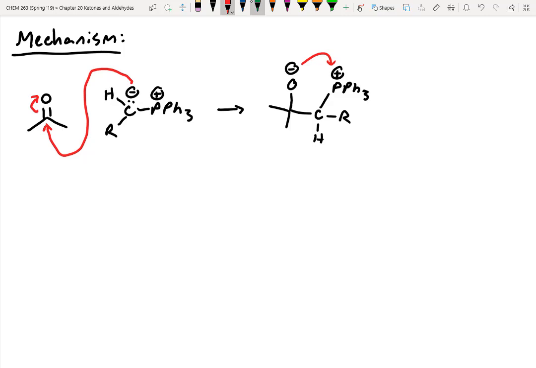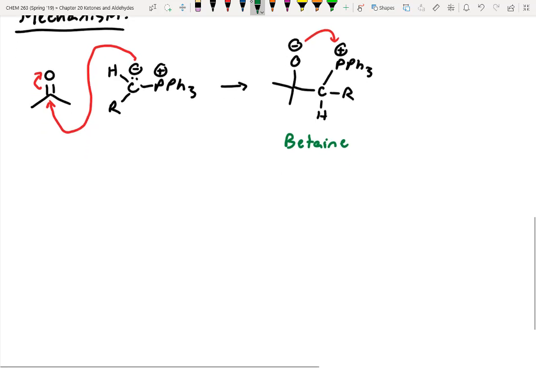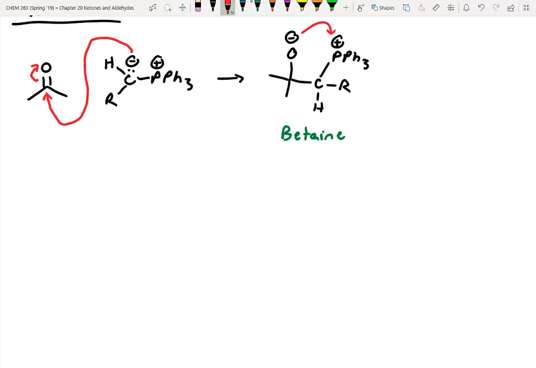So this intermediate is called a betaine. I'm not going to quiz you on all of the weird names of the intermediates, but I do like showing them in case you see it written in the textbook, you know what they're talking about. And this betaine, because that negative charge is so close to that positive charge, tends to form a 4-membered ring.